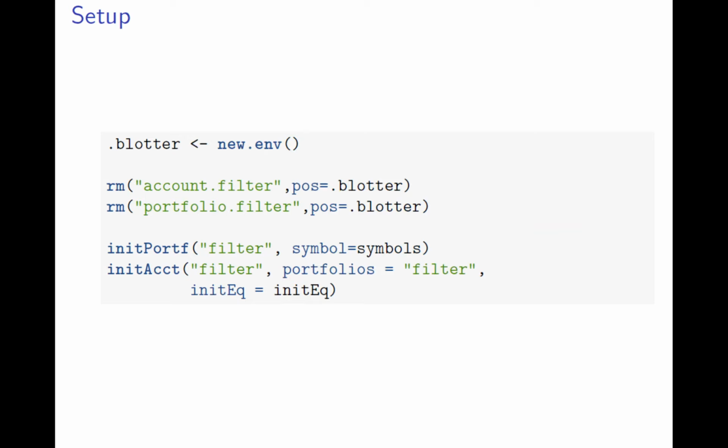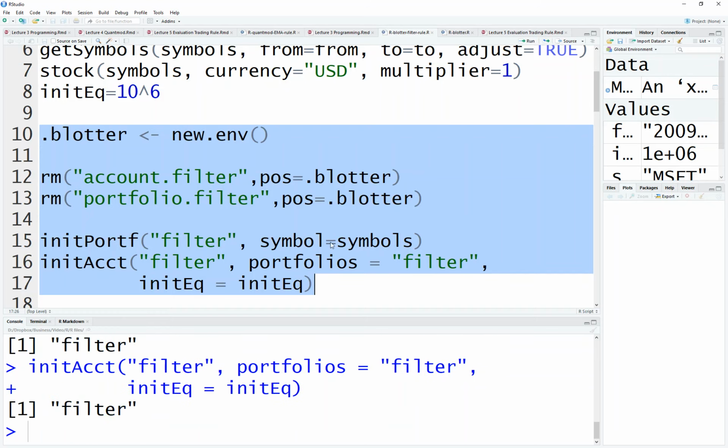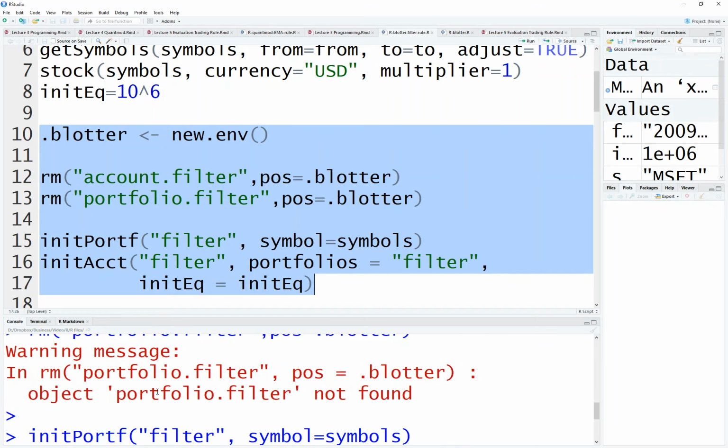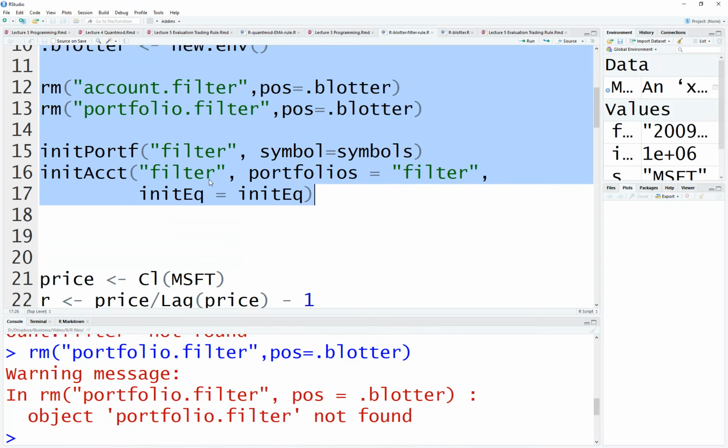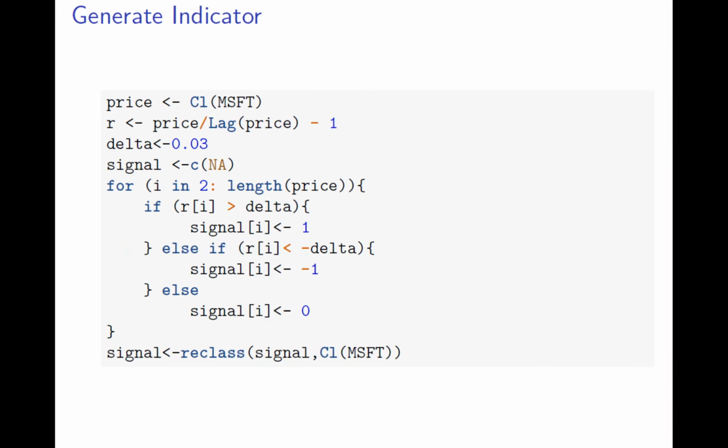Next we define a new environment, blotter, because if you don't do it, when you remove everything, then it'll be gone. And then also remove anything inside there. Then you initiate the portfolio filter, and an account called filter with initial equity of $1 million. Let's do it here. Remove everything. So we have everything in, but we don't have anything, so that's why this doesn't have a warning, but it doesn't really matter. Now, next is we generate our indicator.